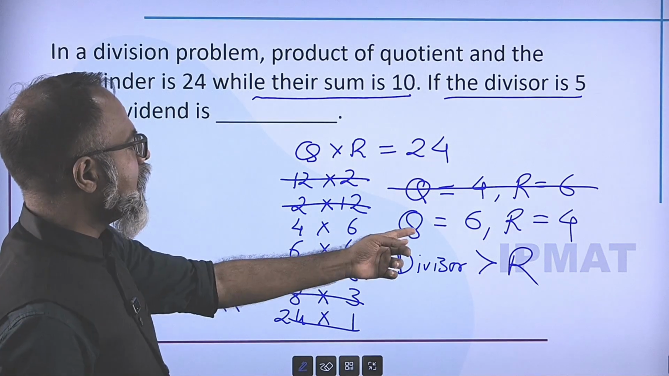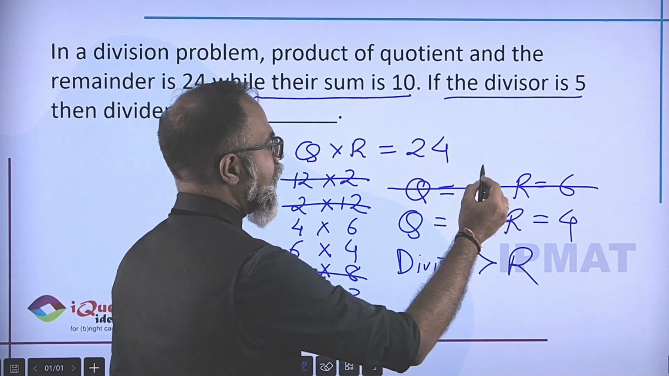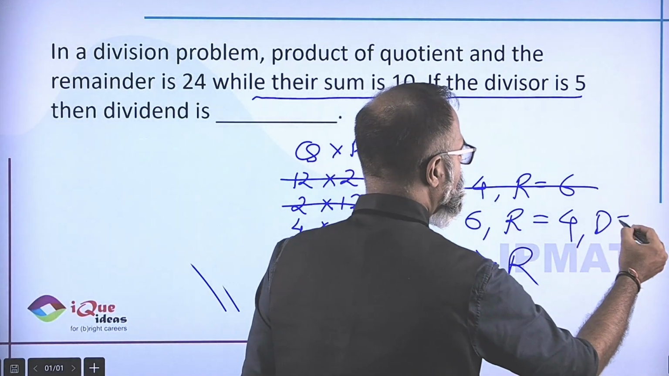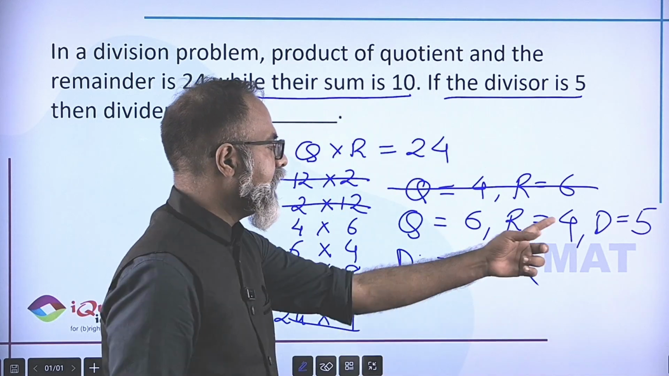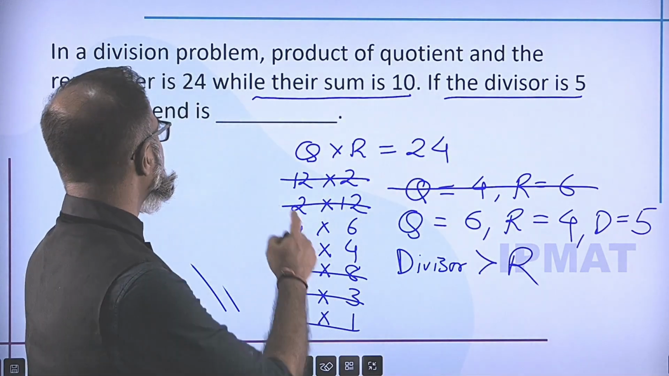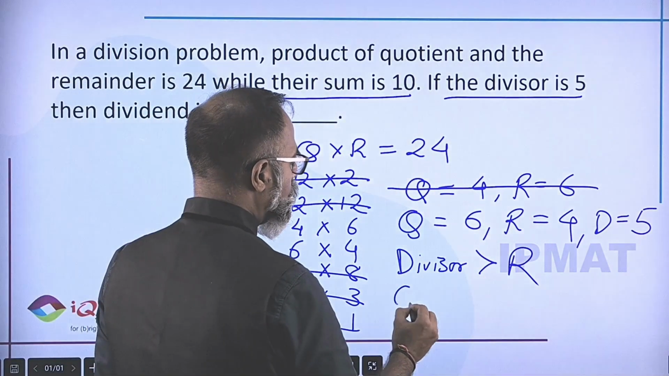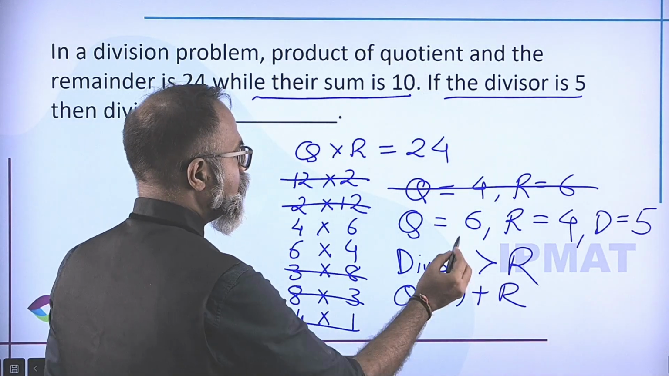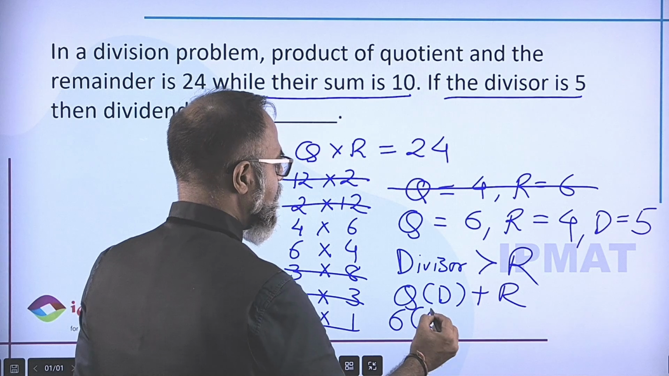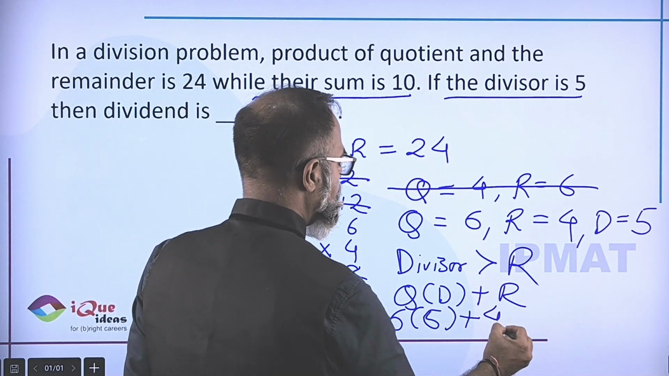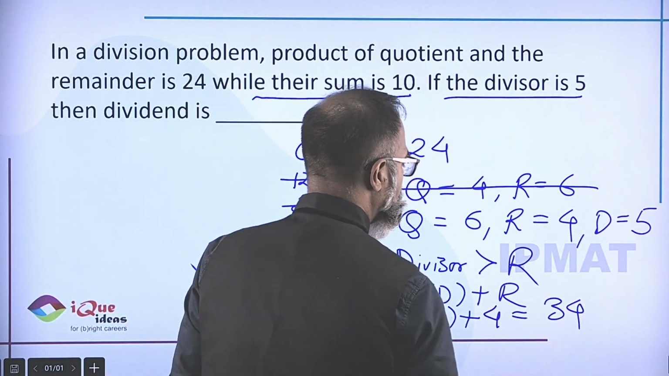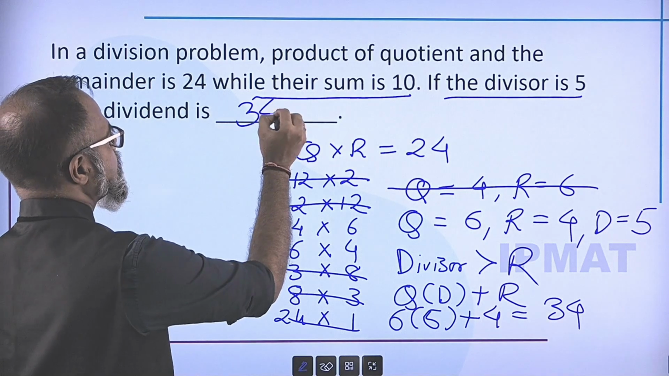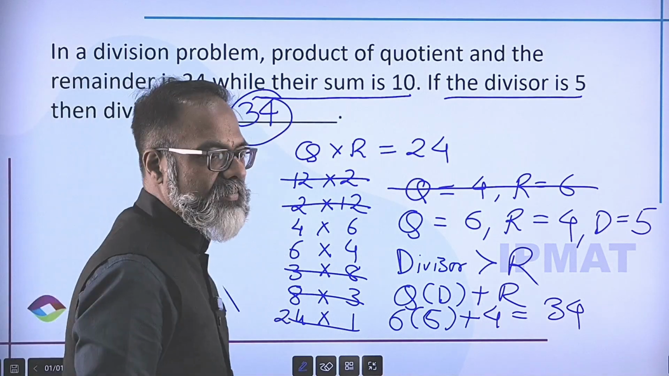Correct? So now I know that my divisor is equal to 5, my remainder is 4, my quotient is 6. Then what is the dividend? So quotient times the divisor plus the remainder. So 6 times 5 plus my remainder 4 gives me 34. Correct? So my answer in this case must definitely be 34.